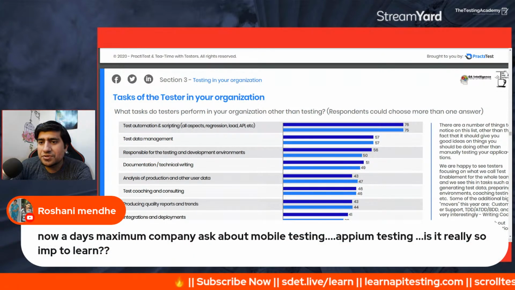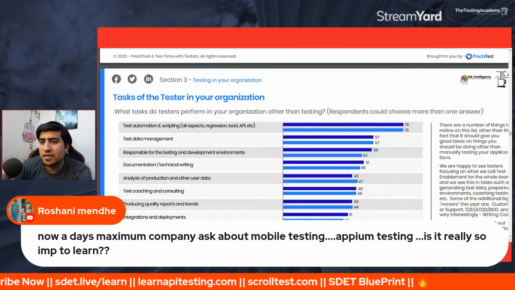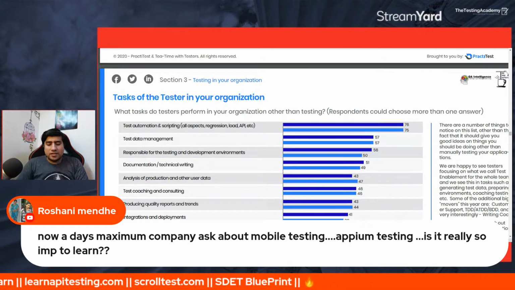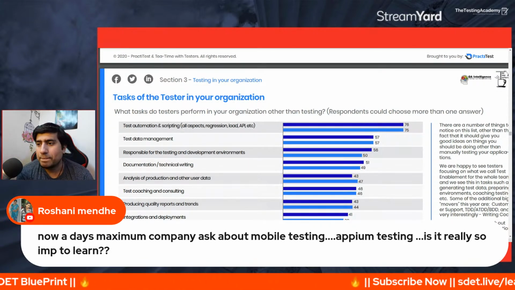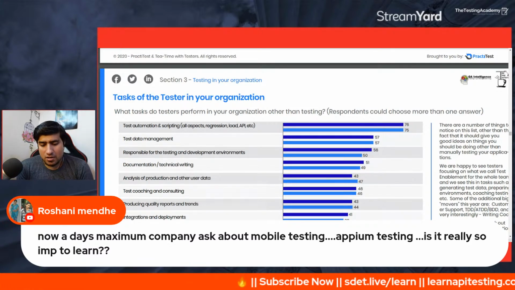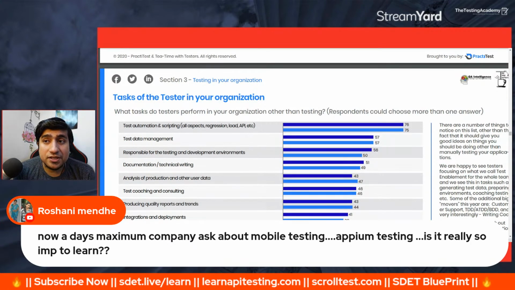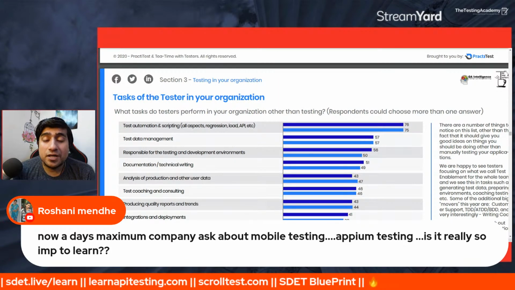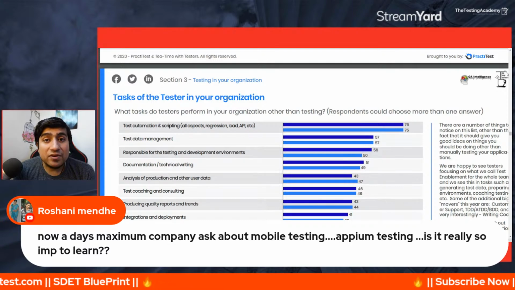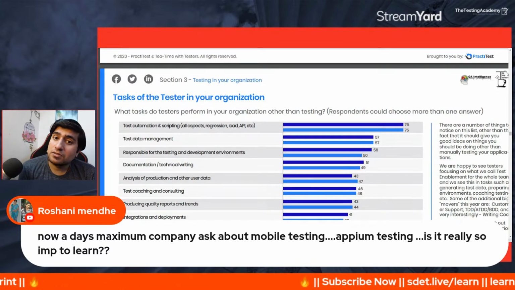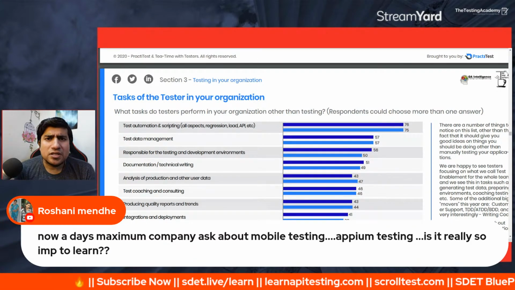Okay. So one question Roshni is asking: nowadays a maximum of companies ask you about mobile testing, is Appium testing really so important to learn? I think my point is very straightforward. If you are into web testing, which is your forte? I think in probably one of the live sessions we had discussed it, which is basically what is your forte? If you are comfortable testing a web application or mobile application or both, which is it? I have worked with mobile applications also. I have worked with web applications. I personally like working only on web applications, but I'm okay with mobile applications.